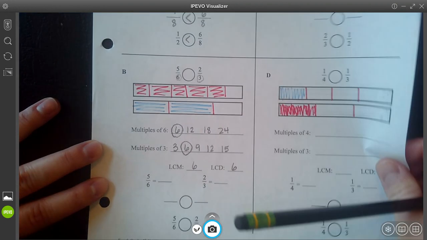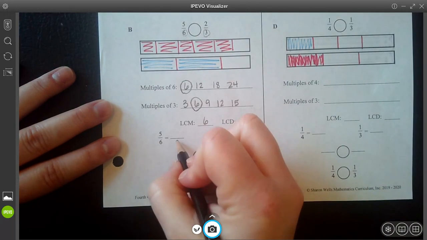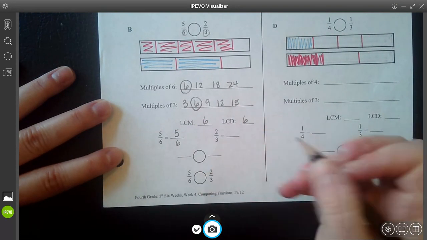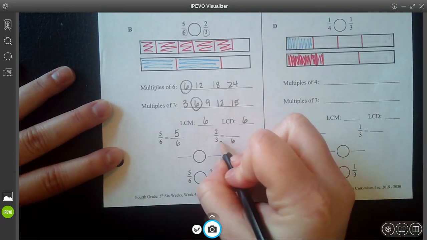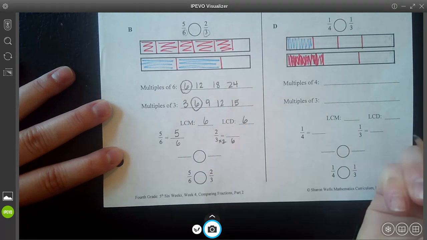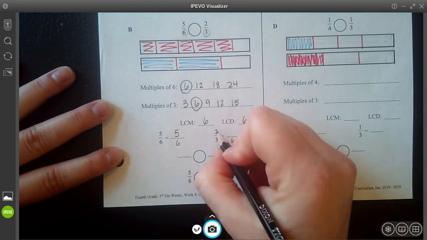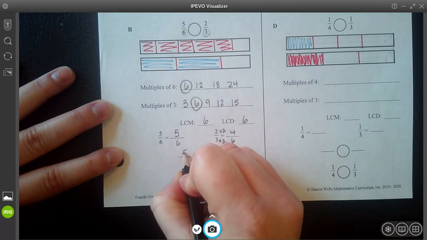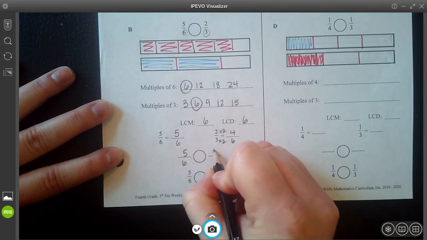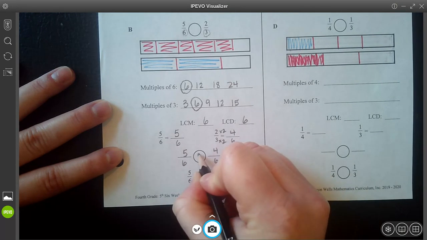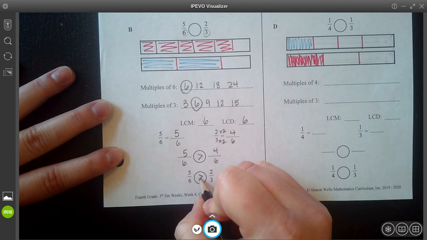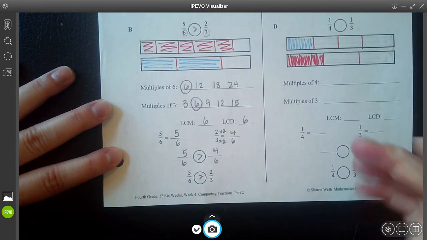So here we have 5/6, and we're turning into 6. Guess what? It already is 6. But now let's turn 2/3 into 6. So 3 times what is 6? Well, 3 times 2 is 6. Multiply the denominator by 2. You also have to multiply the numerator by 2. So if I have 5/6, comparing it to 4/6, well, 5 out of 6 is greater than. Therefore, 5/6 is greater than 2/3.